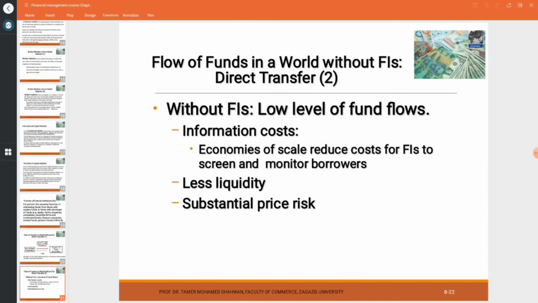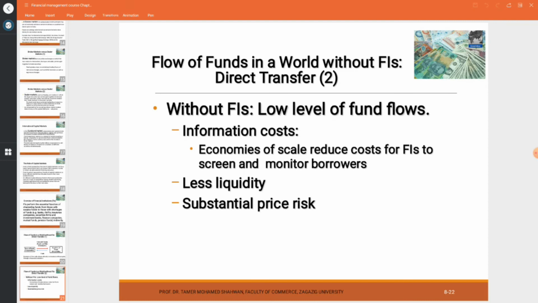One disadvantage due to the absence of financial institutions, number one, is a low level of fund flows between the two partners, between suppliers and demanders. If you look at the direction and size of such a flow, you will find that it is very low. Why is it low? Because of information costs. Without financial institutions, the collection of data and information will be very costly for your organization. Increasing such information costs will affect your economies of scale, and in the end, the welfare of a specific society.